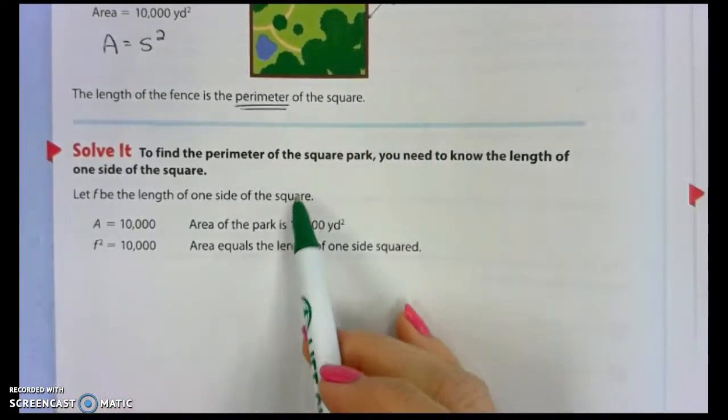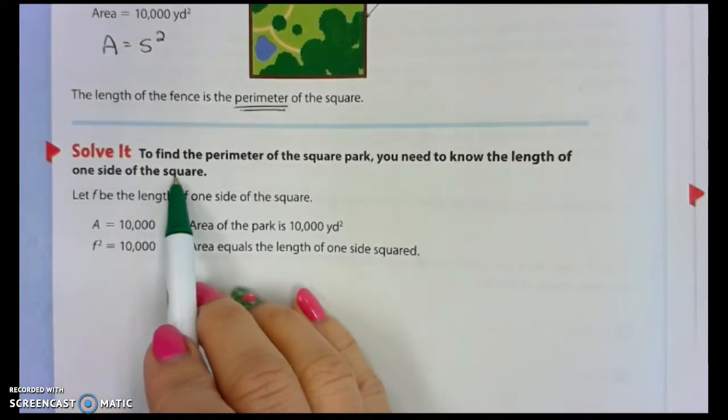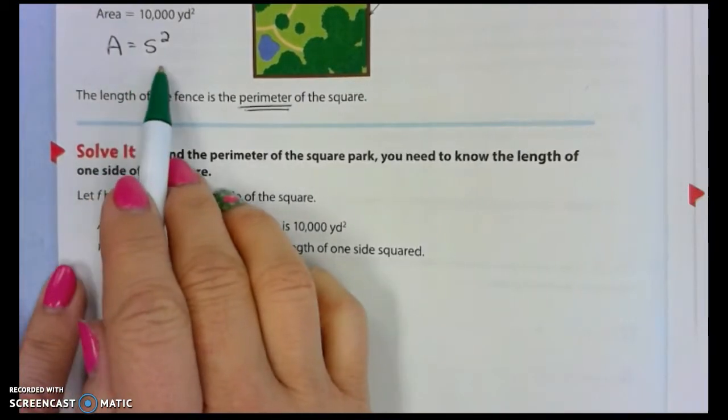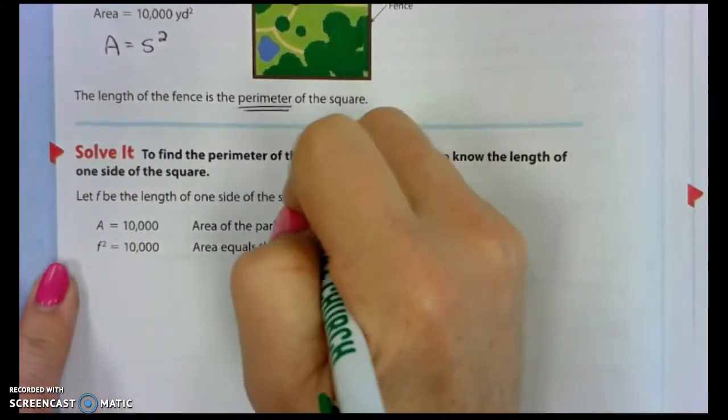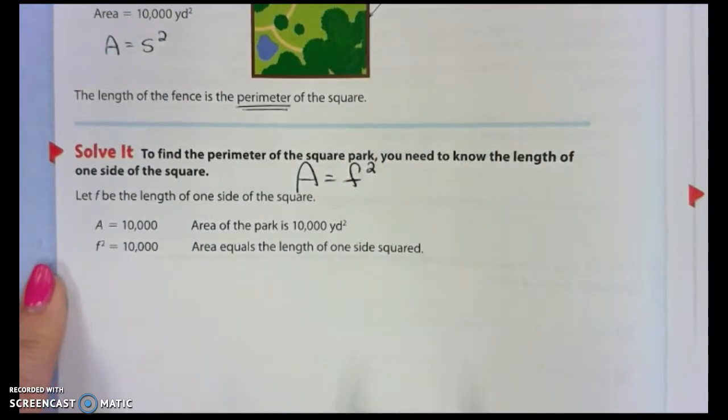To find the perimeter of the square park, you need to know the length of one side of the square. So we do need to know the length of a side. We just need to remember we have to go one step farther. Now, they're saying to let F be the length of one side. So instead of area equals S squared, they want us to use area equals F squared. Please understand that the variable does not matter, okay? They're using F. We typically use S. It's interchangeable. Just take out the S, put in the F, and you're good to go.